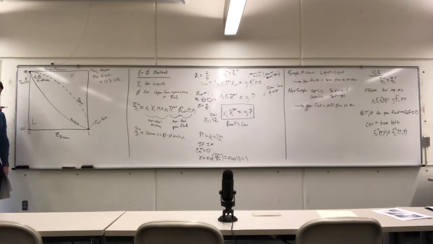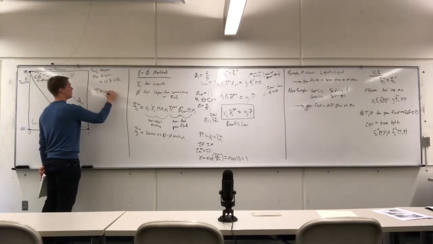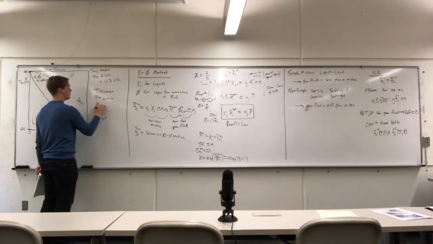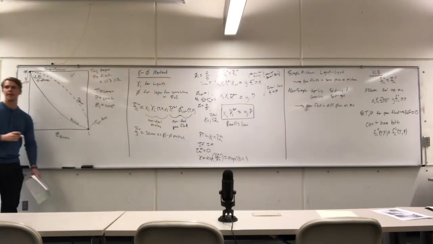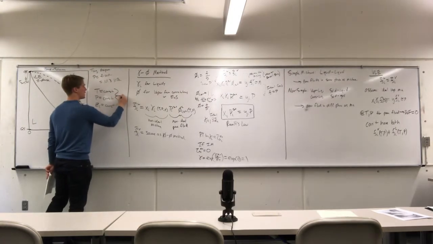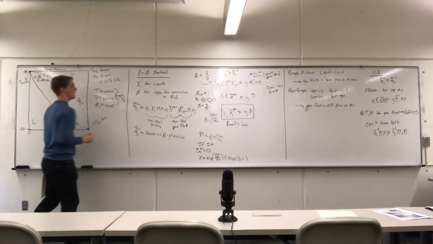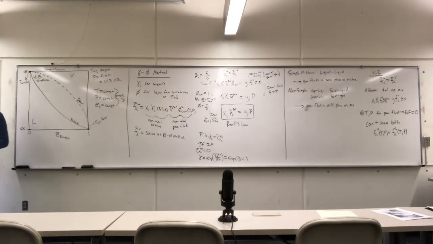So, if I want to use this diagram to solve a particular problem, I have to hold my temperature constant, I have to hold my pressure constant, and my total composition constant. And then from here, I can extract out the liquid and the vapor composition. Now, of course, you can kind of work backwards. You can write all sorts of creative problems, but this is the most traditional and conventional analysis.